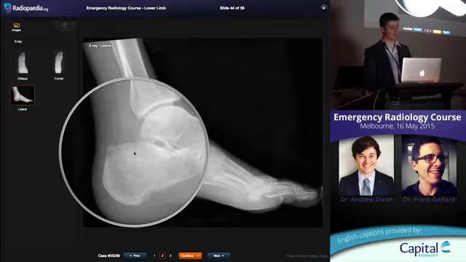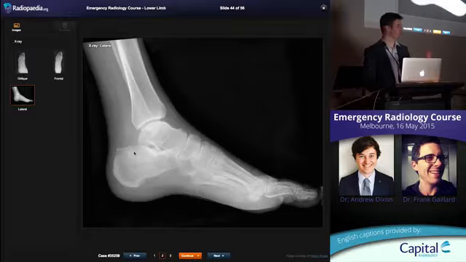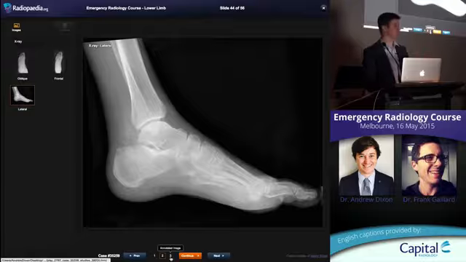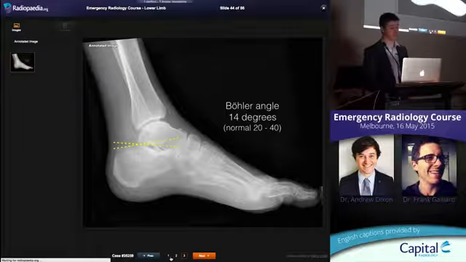The important thing is a measurement called Bowler's angle. To be honest, I never measure it myself, I just eyeball it, okay? But if you are going to measure it, and if you're inexperienced, you probably should be measuring it to look for a fracture of the calcaneum.